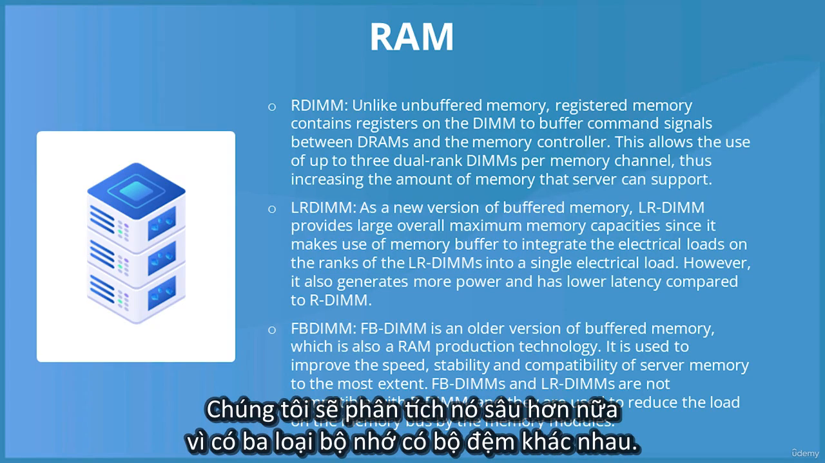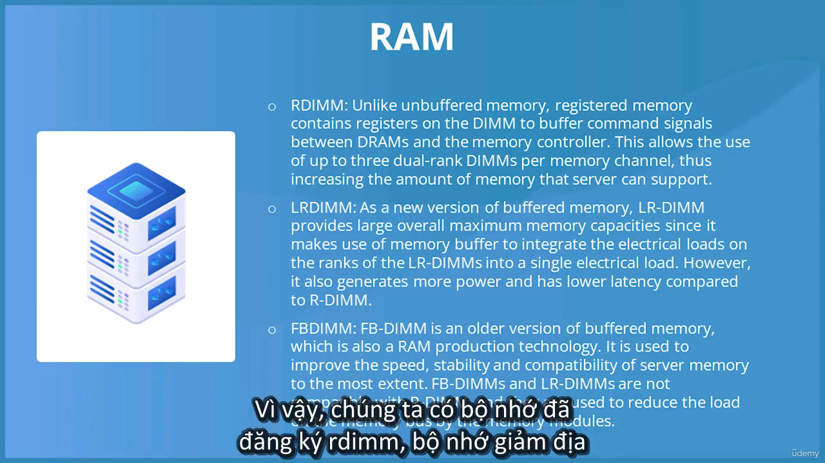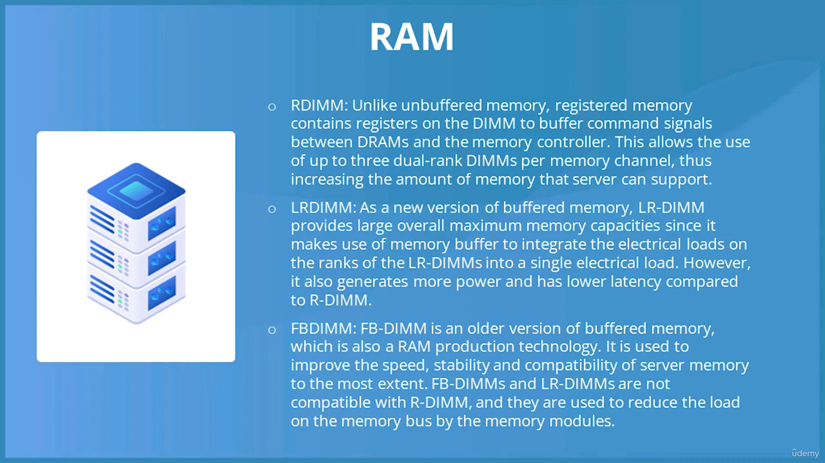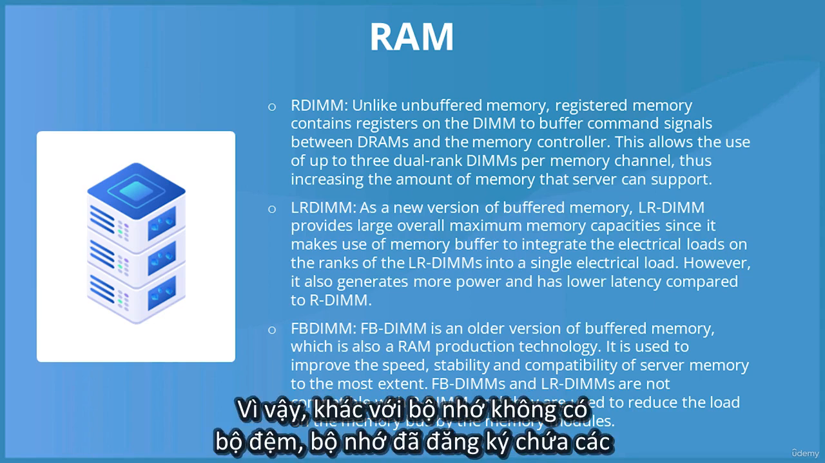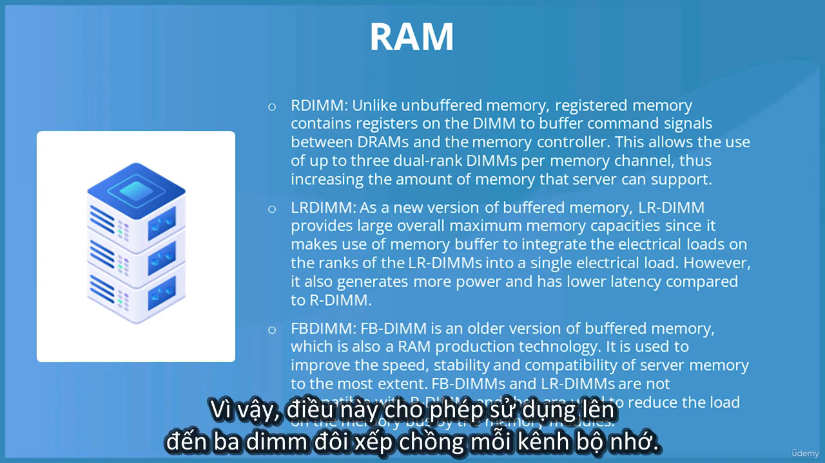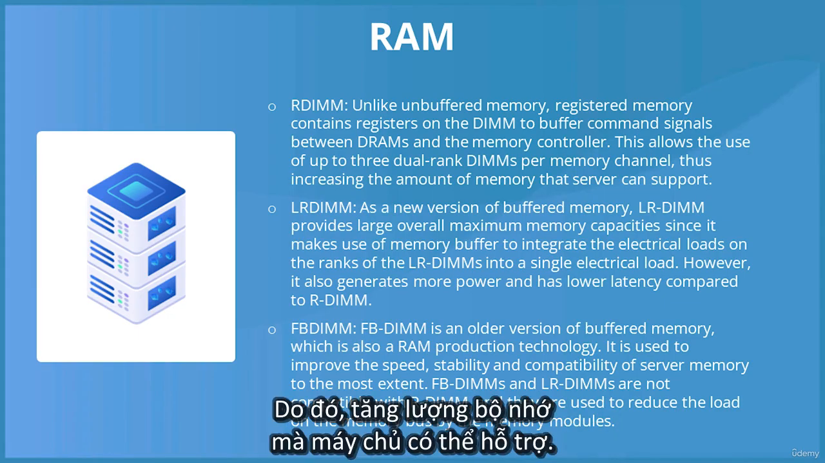But guess what? We're going to break it down even further because there are three different types of buffered memory. We've got registered memory, RDIMM, load reduced memory, LRDIMM, and fully buffered memory, or FBDIMM. RDIMM. Unlike unbuffered memory, registered memory contains registers on the DIMM to buffer command signals between DRAMs and the memory controller, right? This allows the use of up to 3 dual-rank DIMMs per memory channel, thus increasing the amount of memory that the server can support.